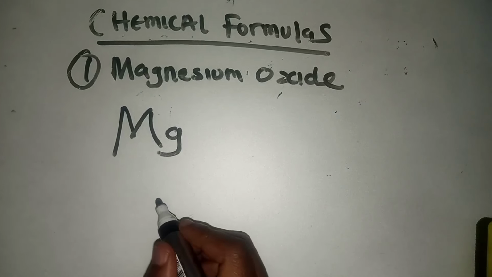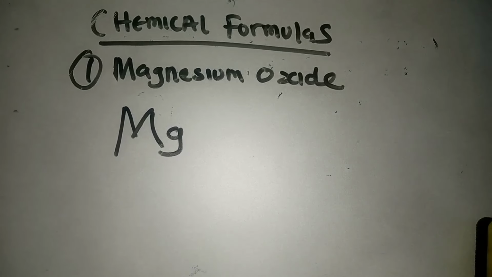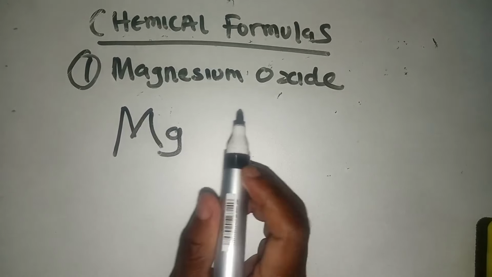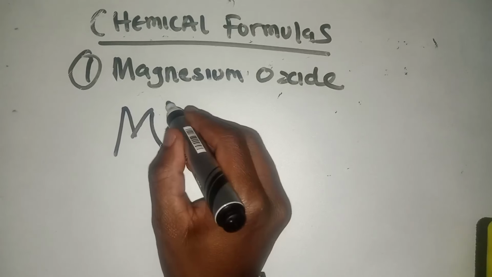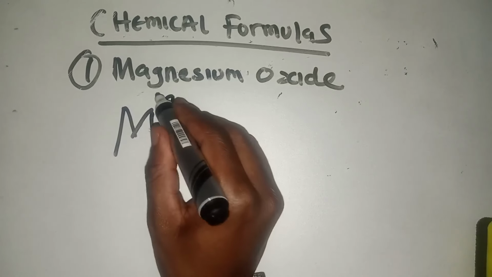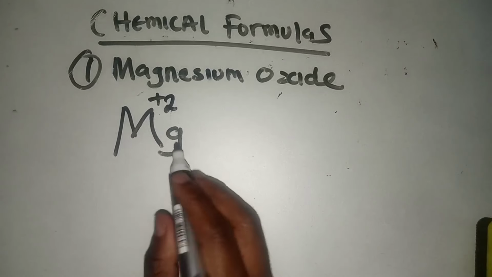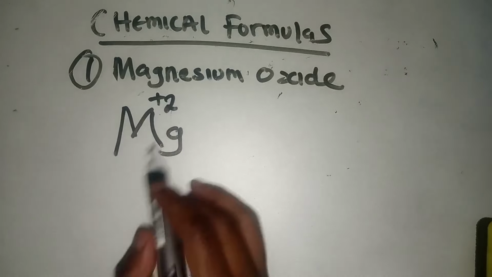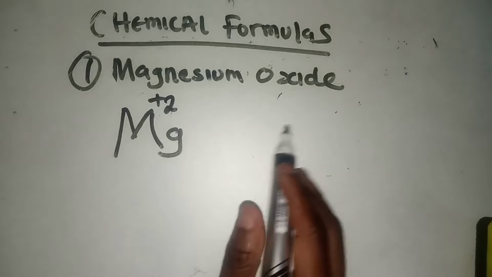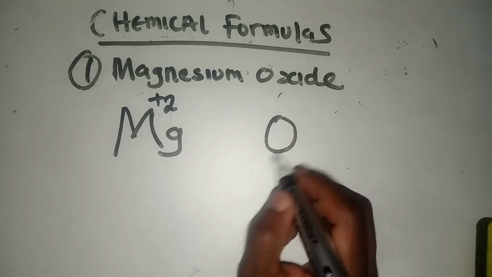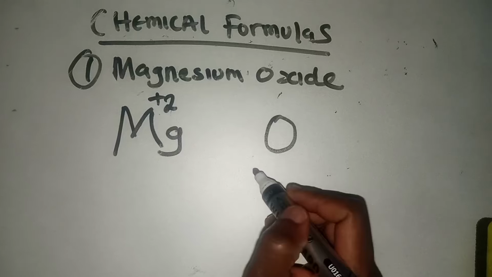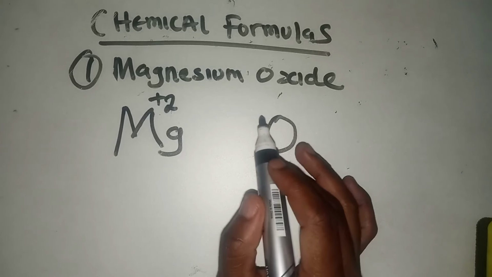So automatically, like I mentioned, the valence number will be positive 2. Remember, metals possess a positive charge, so positive 2. Then this is oxygen. You ask yourself, which group is it found in? It's found in group 6.